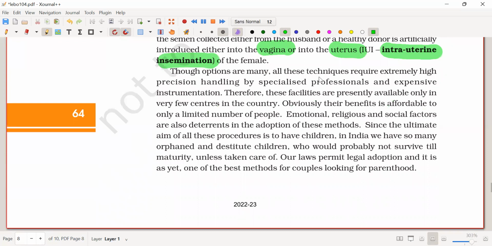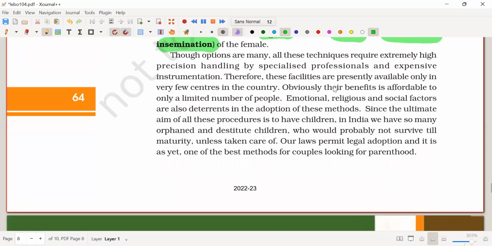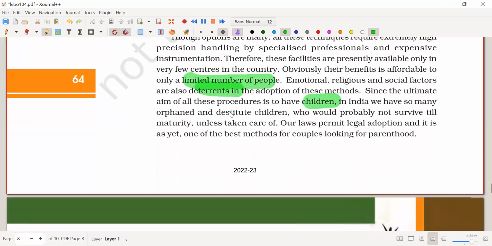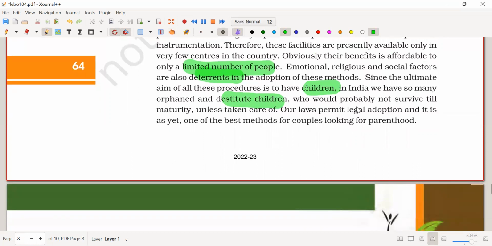Though options are many, all these techniques require extremely high precision handling by specialized professionals and expensive instrumentation. Therefore, these facilities are presently available only in very few centers in the country. Obviously, their benefits are affordable to only a limited number of people. Emotional, religious, and social factors are also deterrents in the adoption of these methods. Since the ultimate aim of all this procedure is to have children, in India we have so many orphaned and destitute children who would probably not survive till maturity unless taken care of. Our laws permit legal adoption, and it is as yet one of the best methods for couples looking for parenthood.